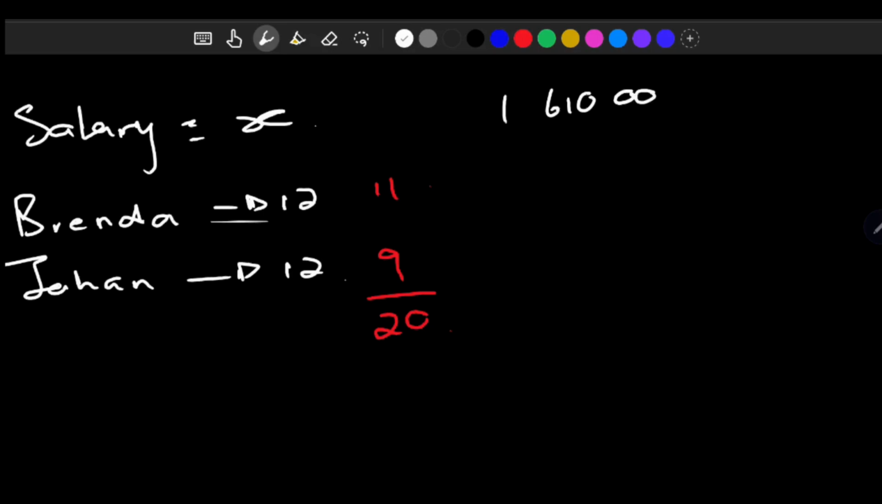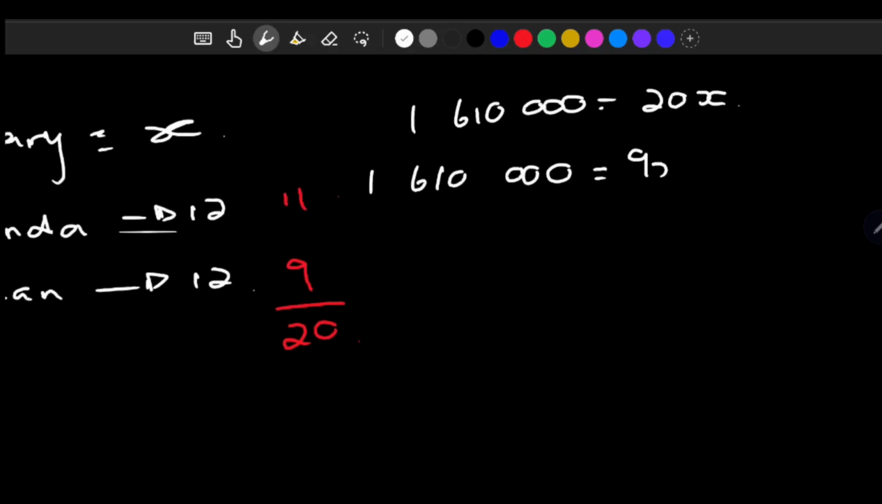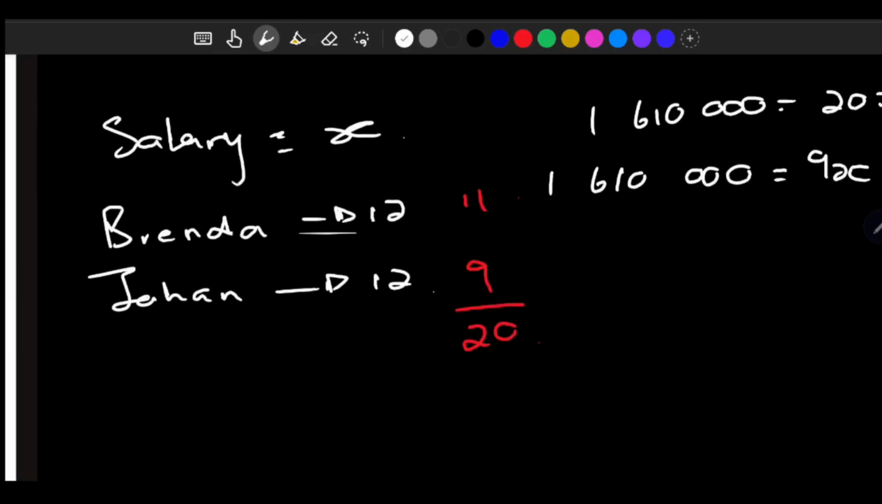1,610,000 is equal to 20x, right? So 20x, the 20 is the amount of months that have been worked by both of them. X is the salary, right? But now we know that they don't have the same salary, so we can't just use 20x. So we're going to say 9x for Johan. Johan's salary is as it is, it's 9x.